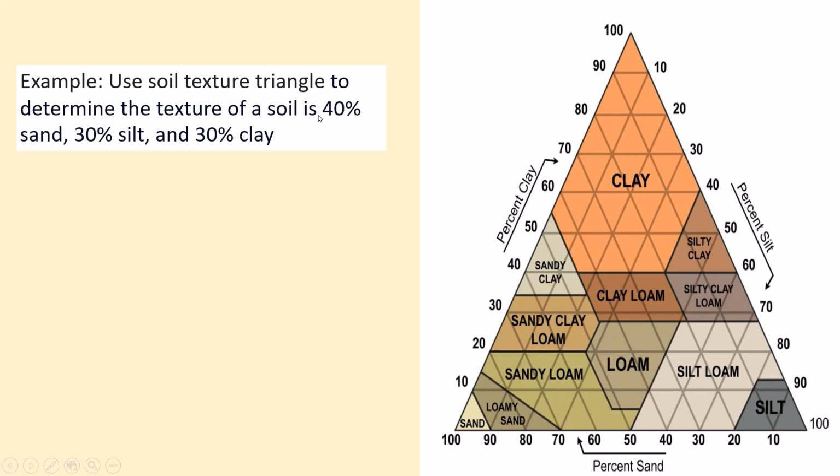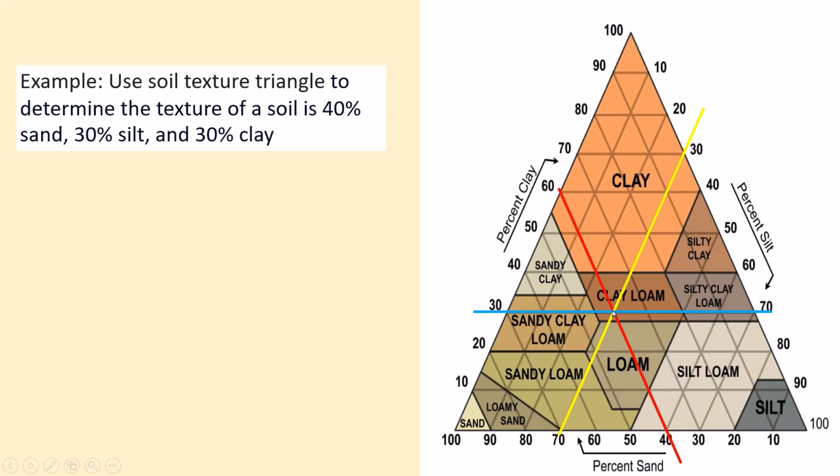In this sample we have 40% of sand, 30% of silt and 30% of clay. The summation of these percentages must equal 100. Now, for 40% of sand, from here draw a line. This line represents 40% of sand. This side represents silt. Draw another line, 30%. This line represents 30% of silt. This line represents 30% of clay.